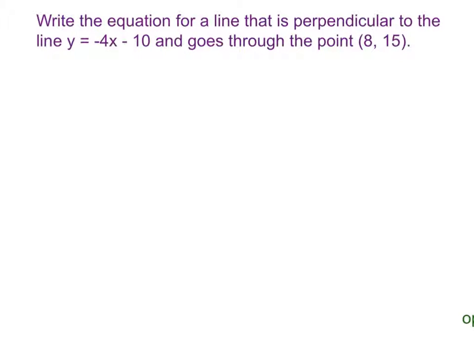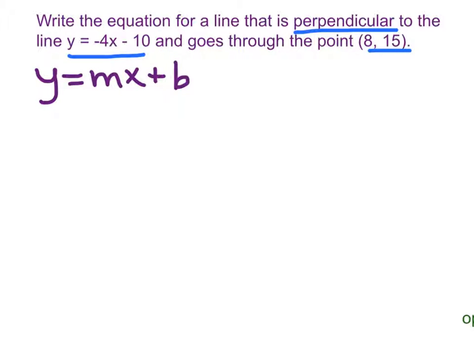So for this problem, we're supposed to write the equation for a line that is perpendicular to the line y equals negative 4x minus 10 and goes through the point (8, 15). We will use our y equals mx plus b form. And once again, we'll start by finding and filling in the slope, or the m.